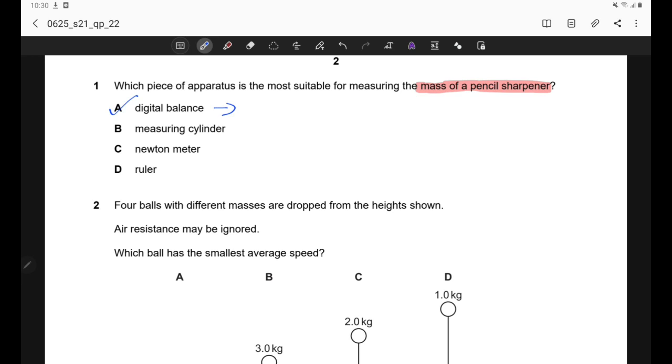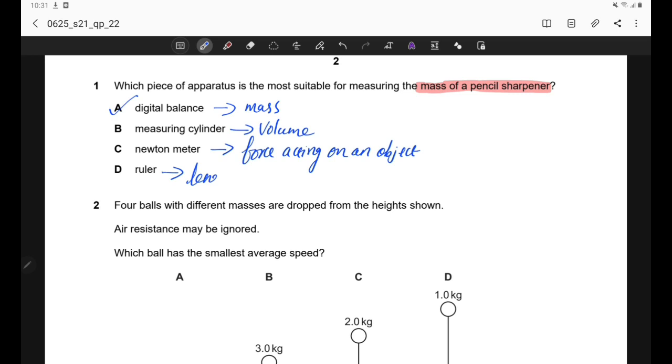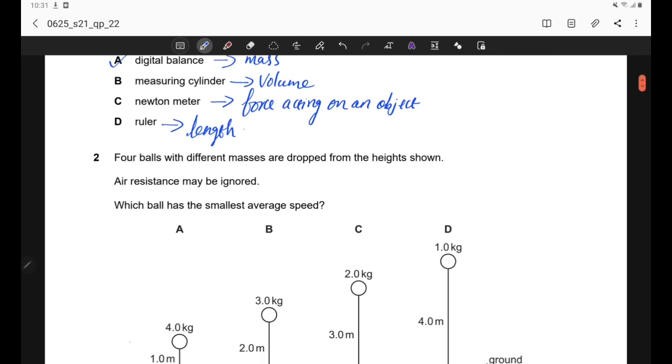We can look at the other options also. Option B says measuring cylinder. So measuring cylinder is used to measure the volume, not mass. And Newton meter is used to measure the forces acting on an object. And finally, option D, ruler. The function of a ruler is to measure the length of an object. Therefore, the correct answer is option A.